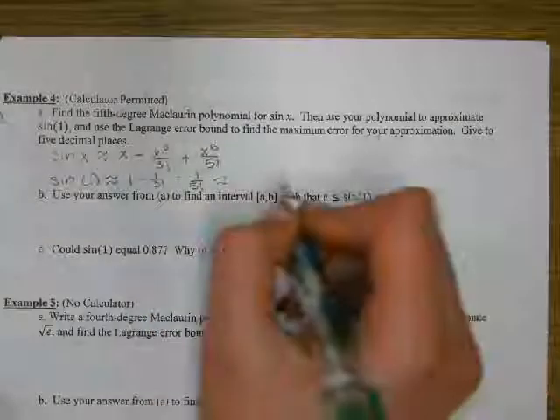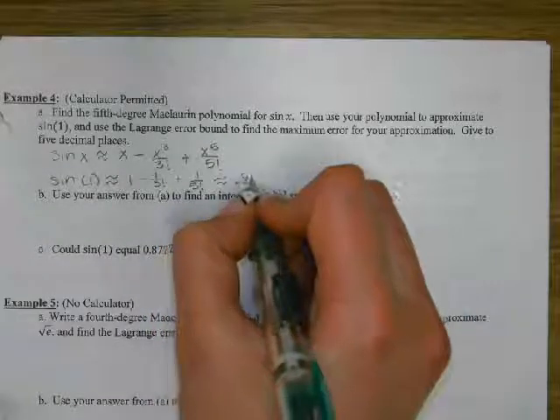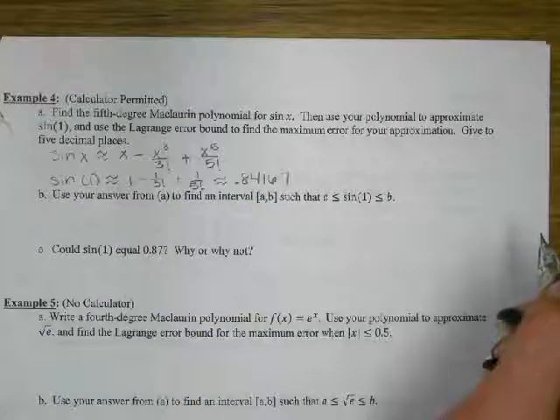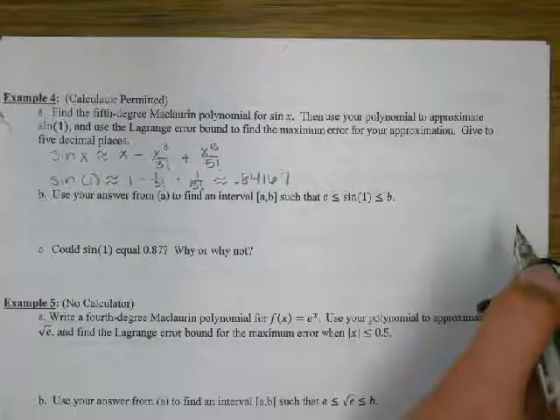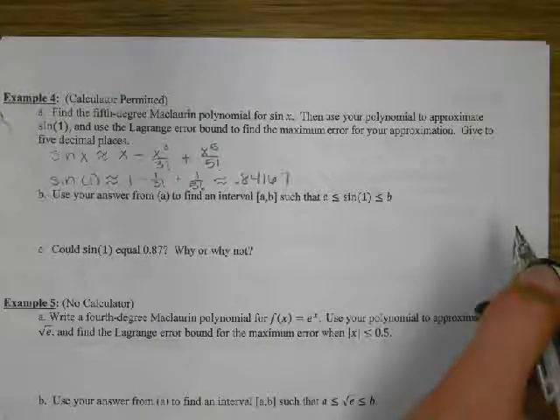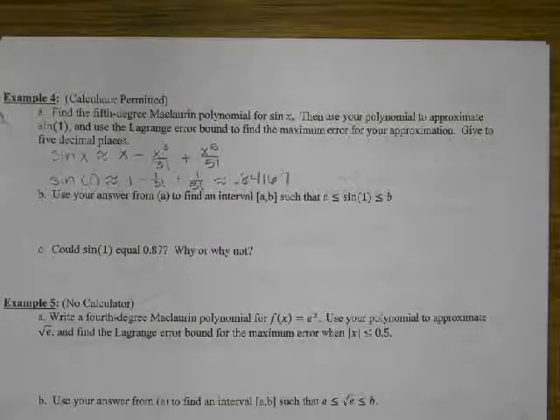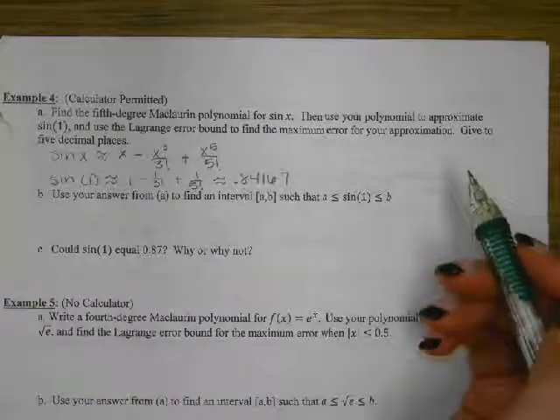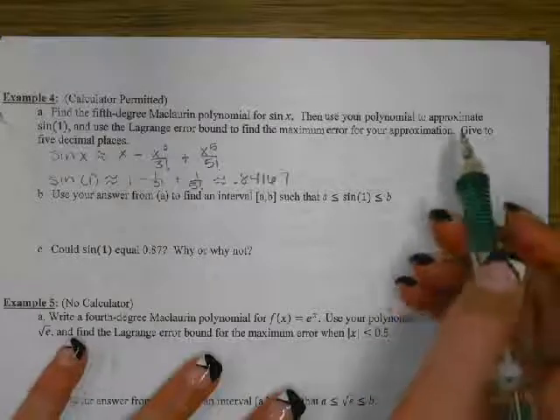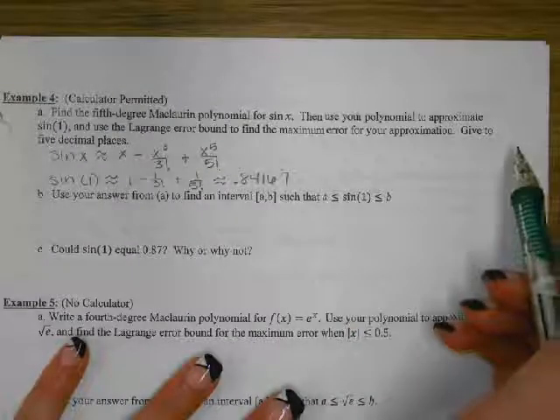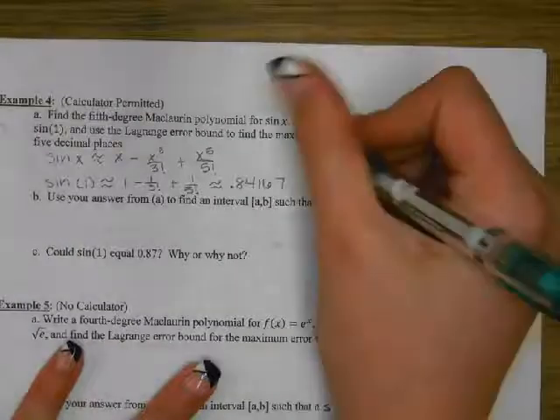All right, so if you plug that in, you're going to get 0.84167. All right, so we came up with our approximation. Next, we want to find the error for our approximation. So I'm going to do my formula.